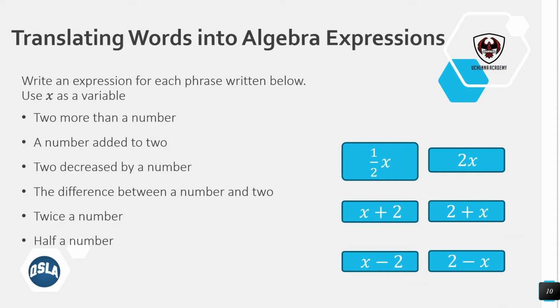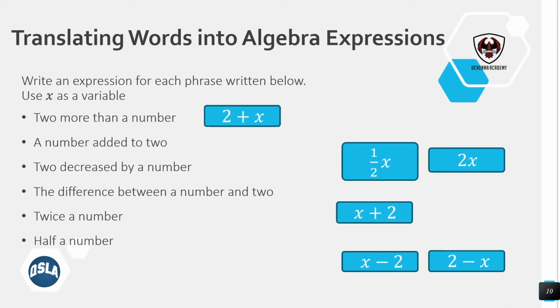2 more than a number really means, of course, that number that we don't know is x. 2 more than a number is 2 plus x. So if you guessed that, good job. A number added to 2 is the other way around. It's x plus 2. So some number added to 2 would be x plus 2.